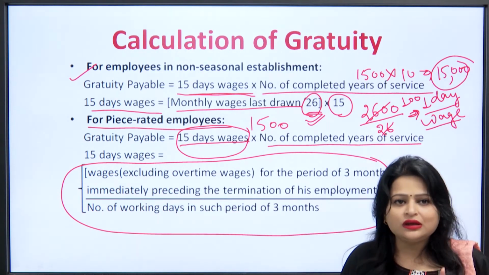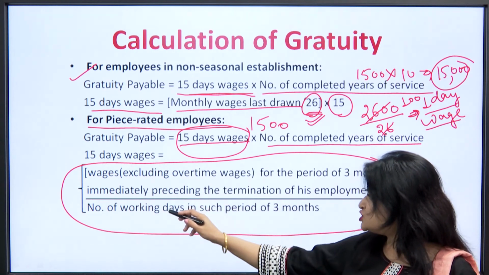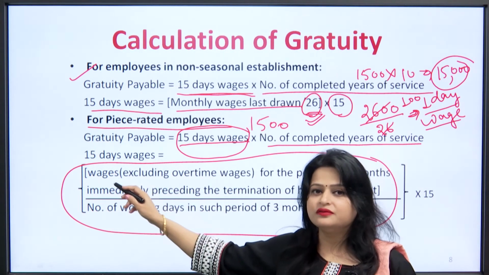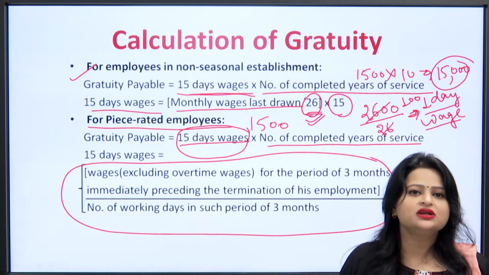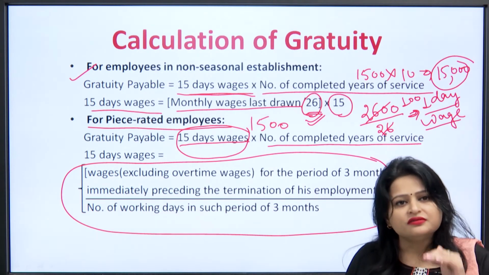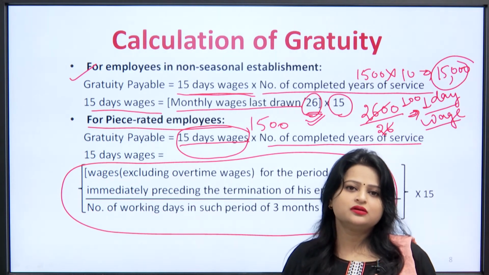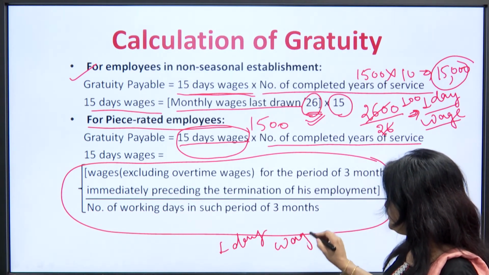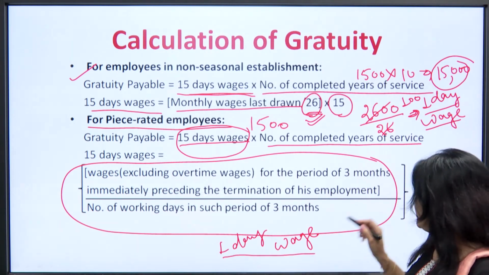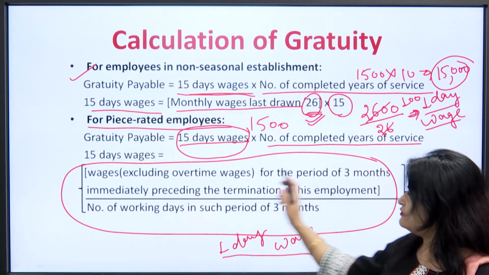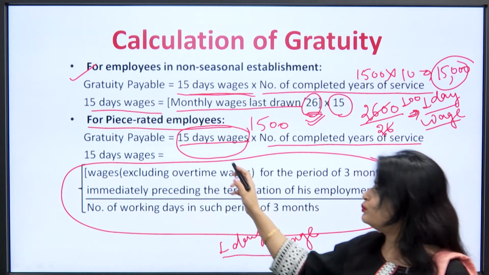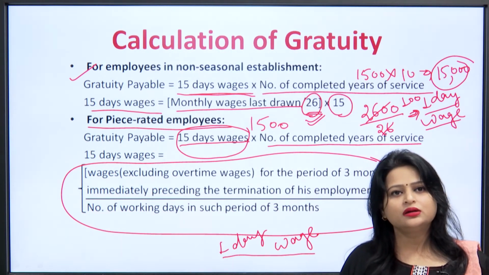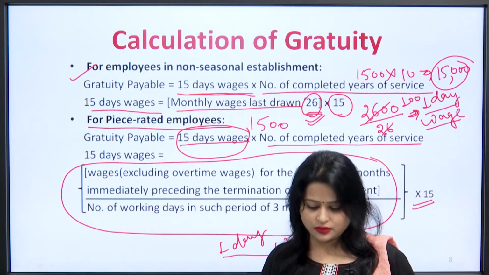What we need to do? We need to calculate the wages. We cannot include overtime wage in that. Other than overtime wages, we have to calculate the wages for the period of 3 months immediately preceding the termination of his employment, and we need to divide this by the number of working days in such period of 3 months. So, by this we will get 1 day wage, right. And this 1 day wage we need to multiply by 15, okay, and we will find out the 15 days wage with this formula. We will put this 15 days wage here and multiply it by the number of completed years of service, and we will calculate the gratuity payable for piece rated employees, okay.